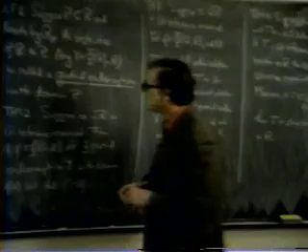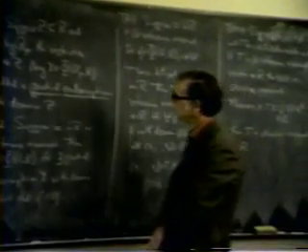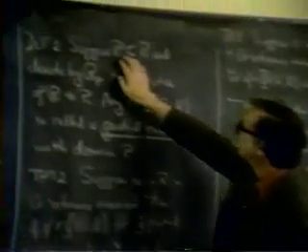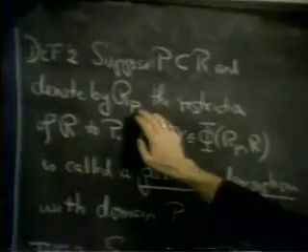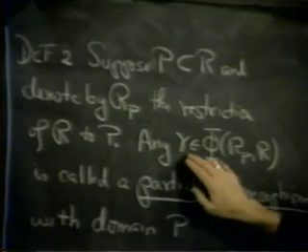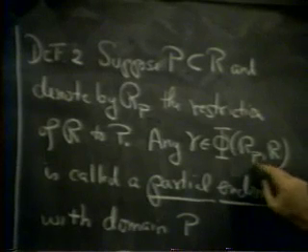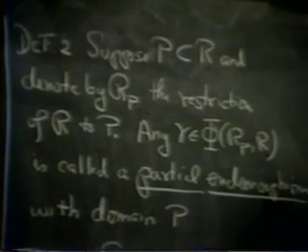In order to proceed in that direction, I need another slightly modified concept of an endomorphism that's given in definition 2. Supposing that P is a subset of the set R in the representation space, and denote by script R sub P the restriction of that space to P, then any homomorphism that relates script R restricted to P into R will be called a partial endomorphism with domain P.